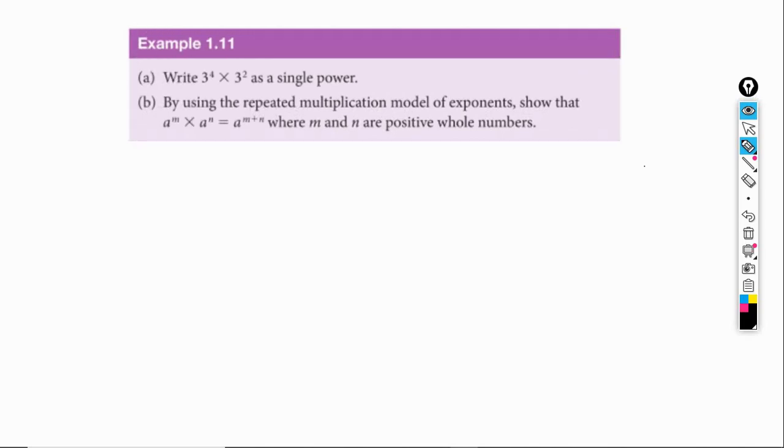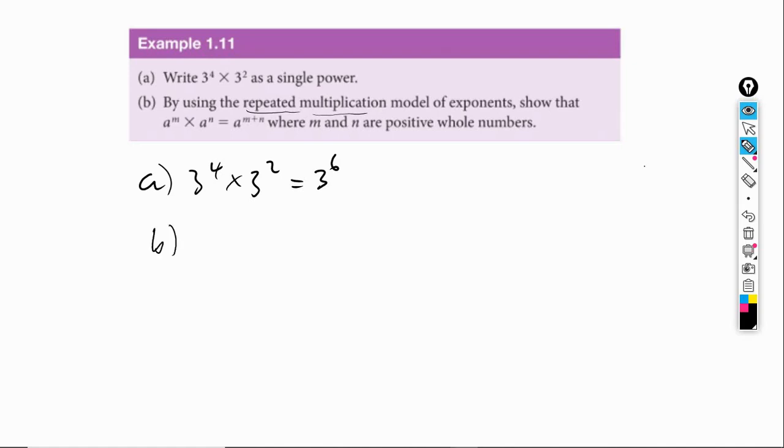Very well, next we have example 1.11. For part A, write 3 to the 4 times 3 to the 2 as a single power. That's simply adding the exponents, so this is going to equal 3 to the 6. For part B, it says use the repeated multiplication model of exponents and show that a to the m times a to the n equals a to the power of m plus n, where m and n are positive whole numbers.